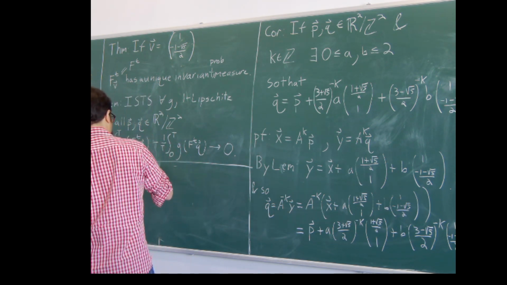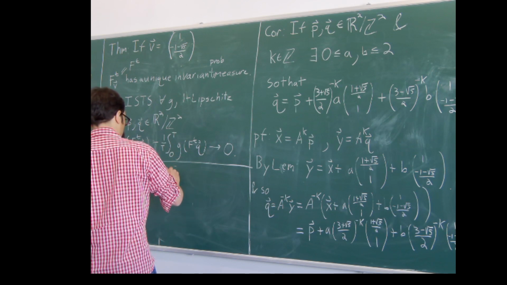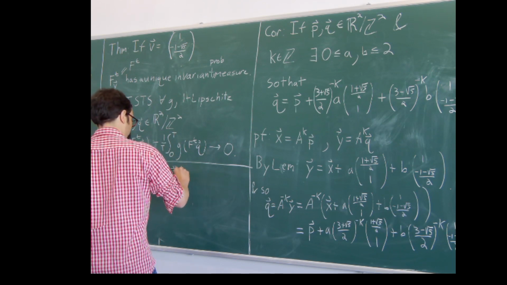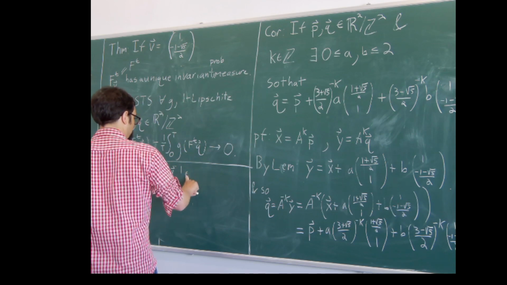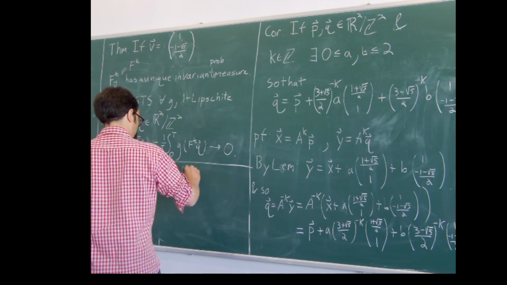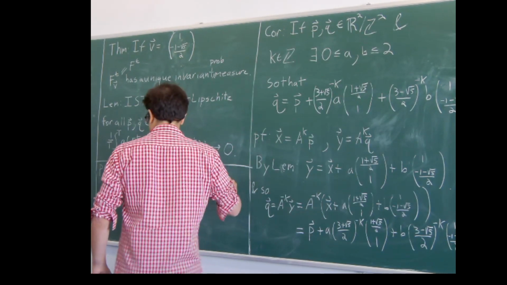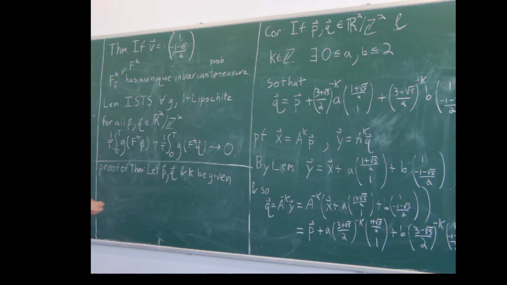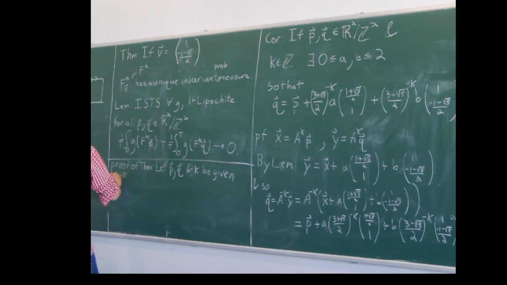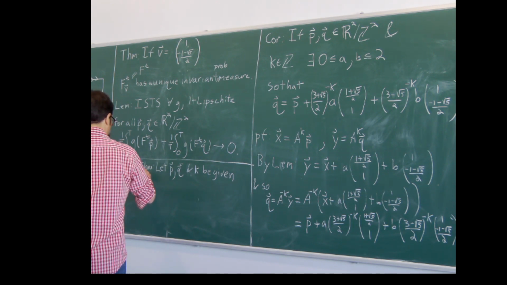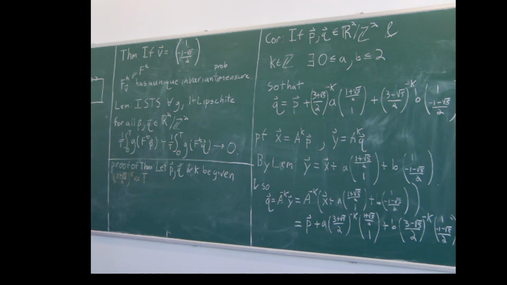Let P, Q be given, and K be given. Maybe just to be completely clear, let's assume that the relevant situation is that ((3 plus the square root of 5) over 2) to the k is much, much smaller than t. That's the relevant situation we're caring about. That's where our estimates are going to be good.